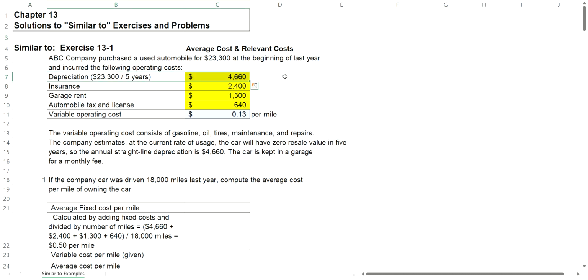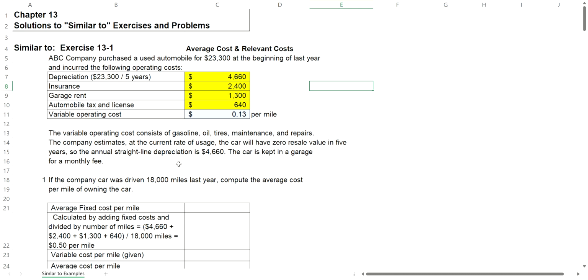First one would be depreciation of $4,660. And let's assume we got that by taking cost divided by its life in years of 5 years and assume no salvage value. Insurance, a fixed cost of $2,400. We pay a rental fee at a garage to store our vehicle for $1,300 a year, and tax and license on it, a fixed cost of $640. So I've highlighted in yellow my fixed cost. Variable operating expenses, 13 cents a mile. Assume that could be for maintenance on it, gasoline, that type of stuff.